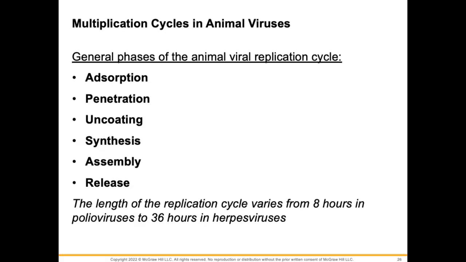So general phases of the animal viral replication cycle. A lot of this is tongue twisting, so just bear with me here. I really don't have a mouthful of marbles. There are 6 steps, 6 phases: adsorption, penetration, uncoating, synthesis, assembly, and release. The length of the replication cycle varies from 8 hours to about 36 hours, depending on which one we're talking about. So we're going to talk about each of these individually moving forward.